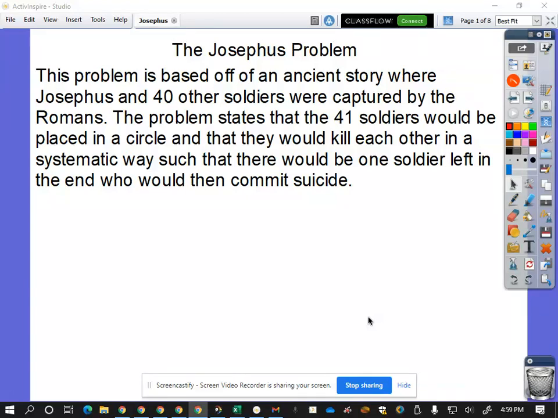Hey everyone, I decided to take a look at the Josephus problem with you. So, this problem is based off of an ancient story where Josephus and 40 other soldiers were captured by the Romans. The problem states that the 41 soldiers would be placed in a circle and that they would kill each other in a systematic way such that there would be one soldier left in the end who would then commit suicide.